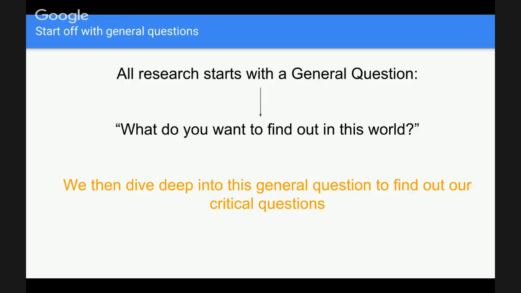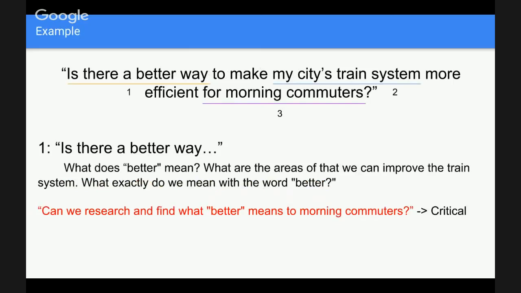So let's move on. Let's be very pragmatic and start off with an example. As I was writing this lesson plan, this outline, I was on the train, and I commute by train almost every day. I was thinking to myself, okay, this is a good general question to ask: is there a better way to make my city's train system more efficient for morning commuters? There's got to be something.